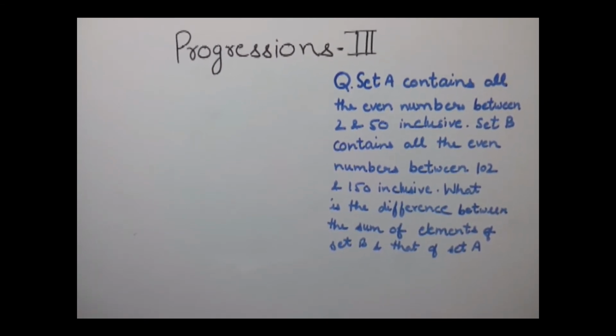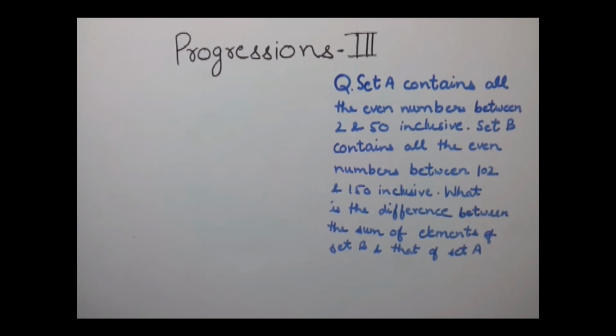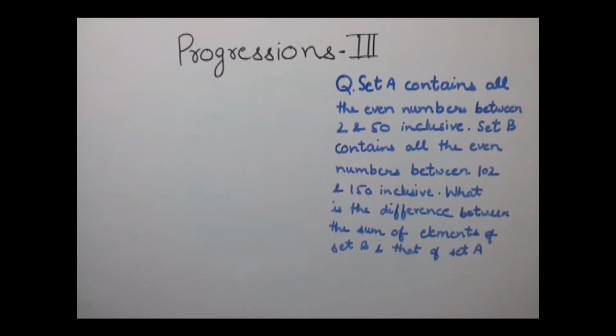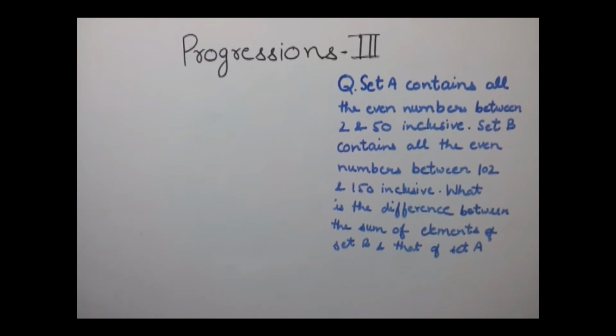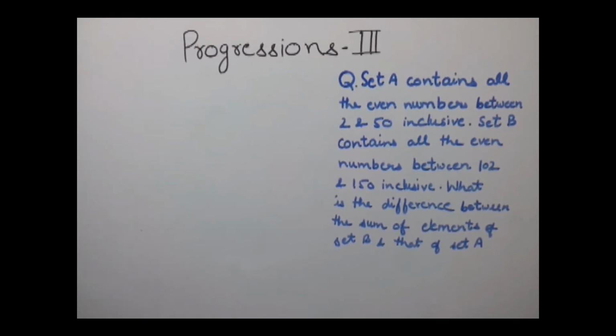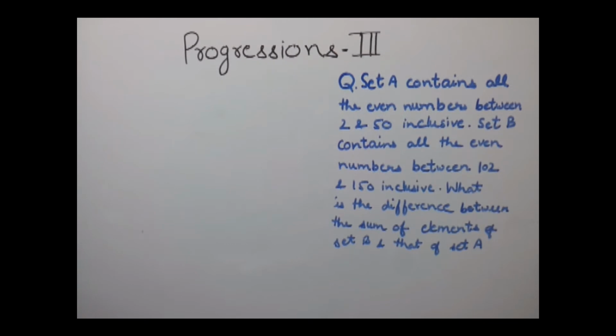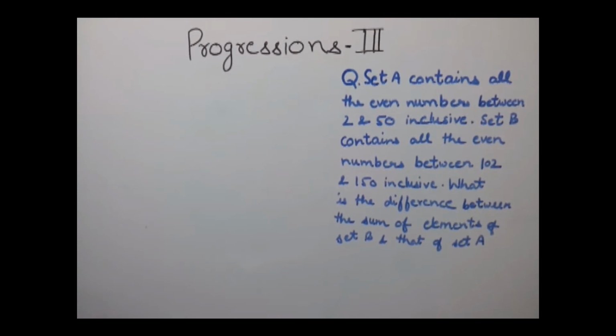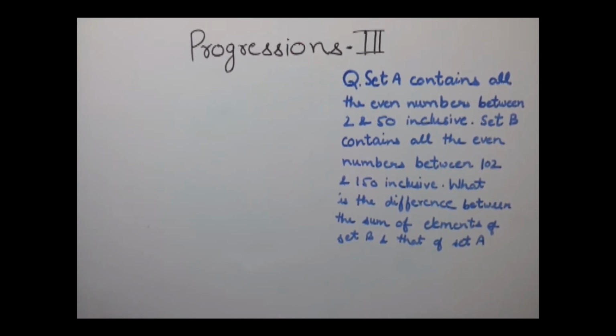Our today's first example is: Set A contains all the even numbers between 2 and 50 inclusive. Set B contains all the even numbers between 102 and 150 inclusive. What is the difference between the sum of elements of set B and that of set A?